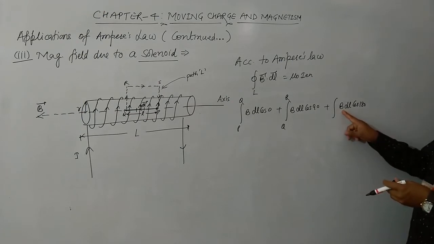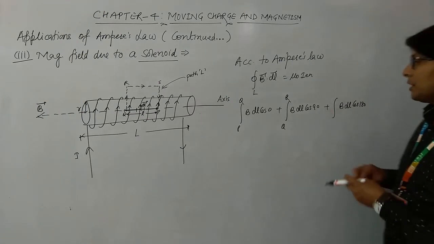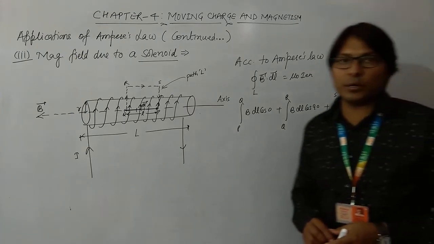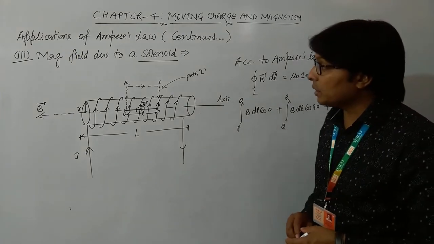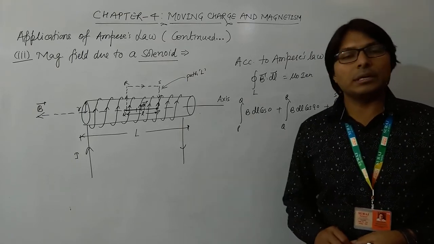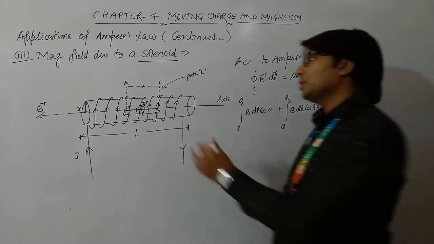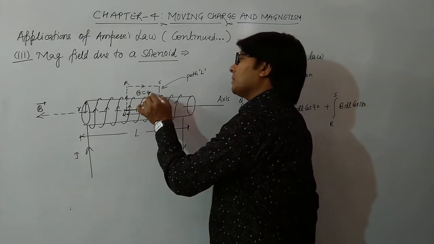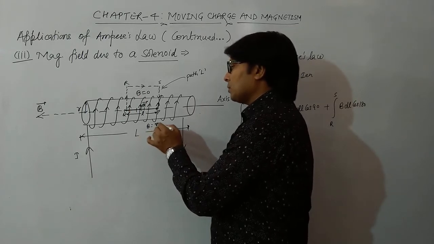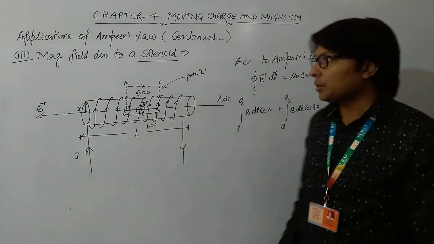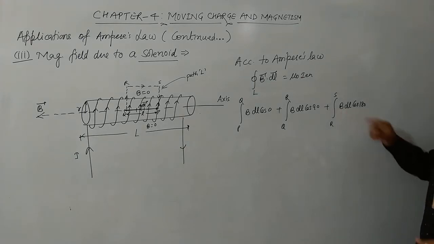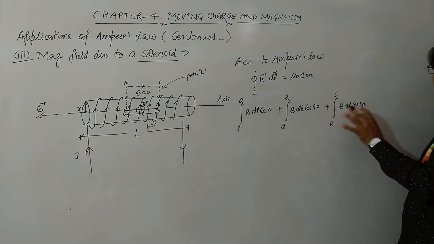Although this B is 0, because we are talking about the RS part, and this RS part is outside the solenoid, and you must have studied in class 10 that outside the solenoid the magnetic field is almost 0. So just above the solenoid and just below the solenoid the magnetic field is 0. Therefore, since the magnetic field is 0, this complete term will become 0. We will discuss it later.